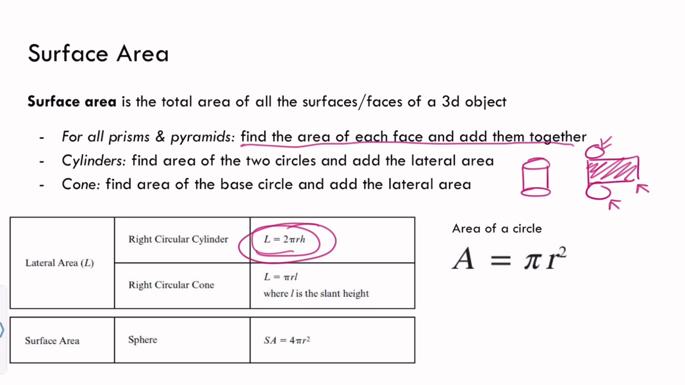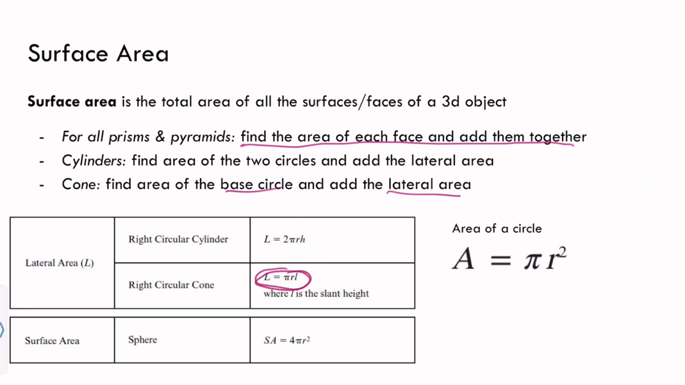For cones, you need to find the area of the base circle and then add the lateral area. The lateral area for the cone is different from the cylinder and is also given on your reference table and is this equation right here. Okay, just to help you visualize, I'm going to draw a cone right here. And then I'm going to draw a deconstructed cone, which consists of one circle, which is the base circle, and then the lateral area, which is this triangle with the curved bottom.